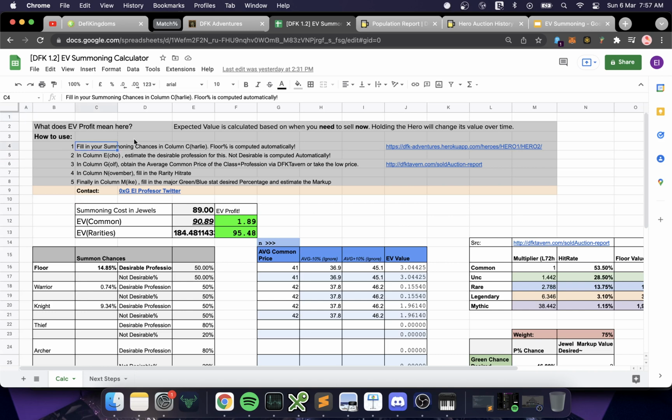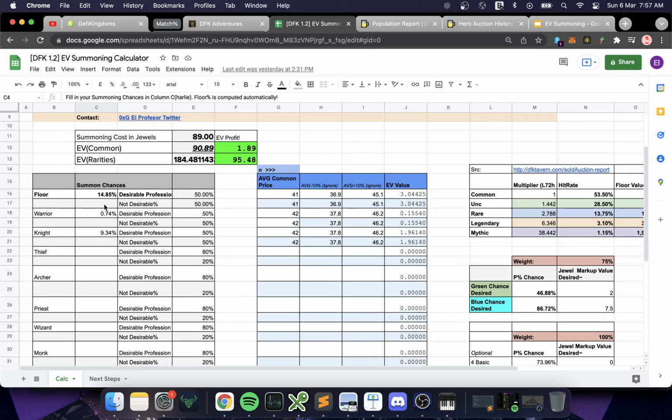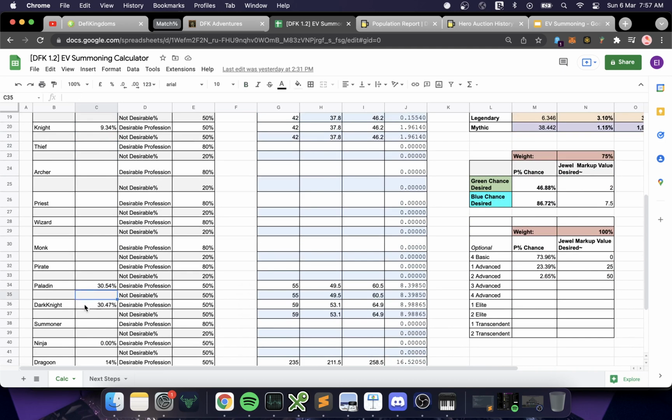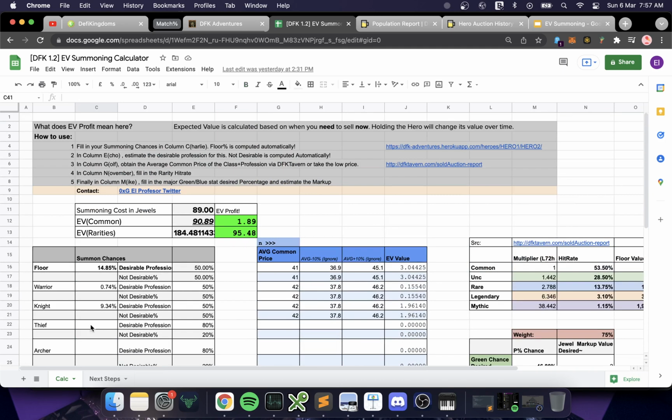So first you need to fill in your summoning chances in column Charlie. So that's what I've done here as well. So basically Knight, 934%, Warriors, so forth, Paladin, Dark Knight, and then Dragoon here. And then the floor percentage is computed automatically, as you can see here.